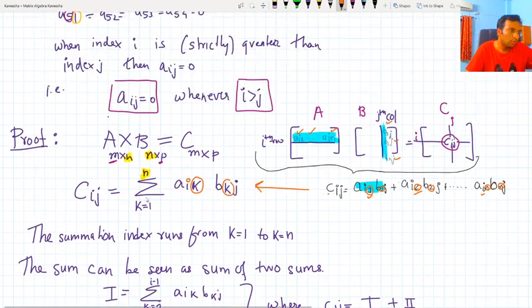And now what can we do? Our entire goal is to show that the product of two upper triangular matrices is an upper triangular matrix. So if I show that the general term Cij is 0 when i is greater than j, then my job is done.